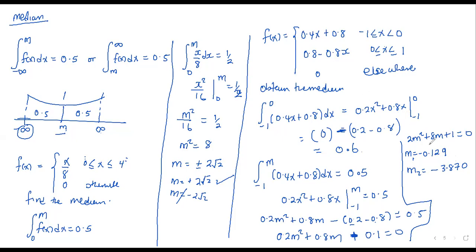M1. Yeah? Which one would be the correct answer? Because we are in the first interval, between -1 and 0. So which one would be the correct answer? M1. So M2 is wrong. M1 is the correct one because it lies within the range. Okay, with that, we can stop here.